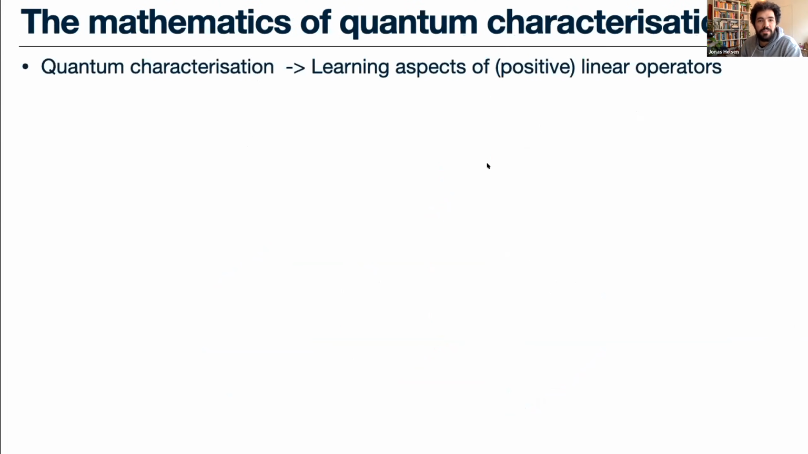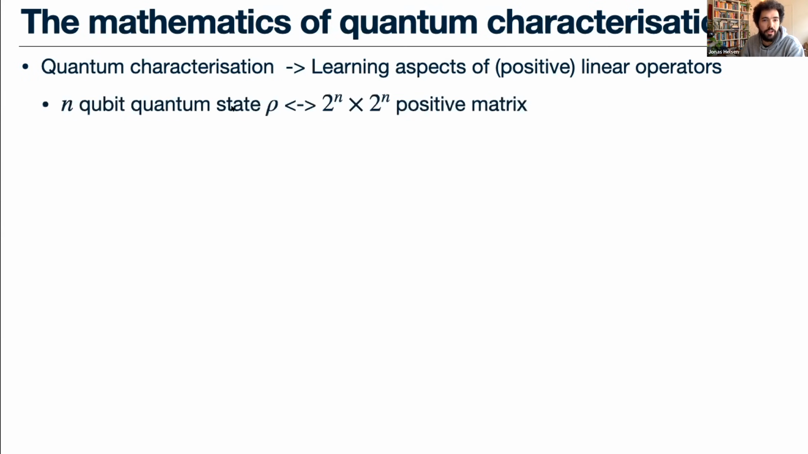So quantum characterization is nothing more or less than learning properties of high-dimensional positive linear operators, so symmetric matrices with positive eigenvalues, in some sort of weird access model. So we're going to be talking about query complexity to learn certain properties of linear operators, essentially. So you can, in a sense, forget everything you know about quantum computing and just think of this as a problem where we want to learn certain properties of matrices.